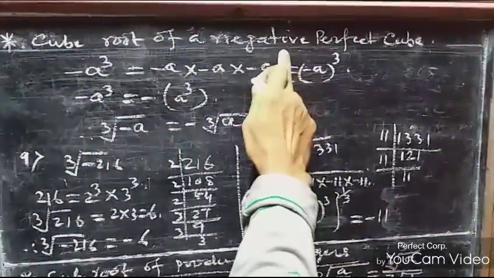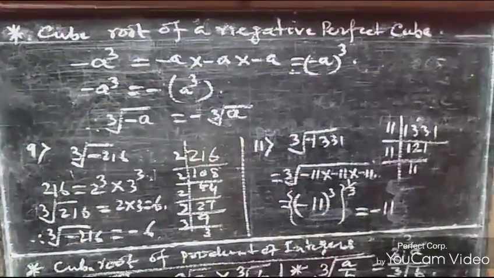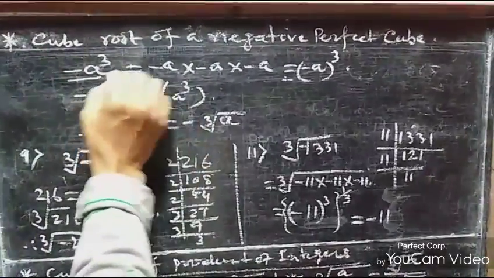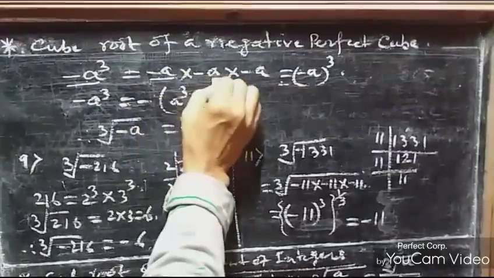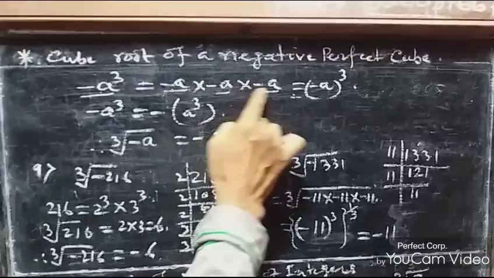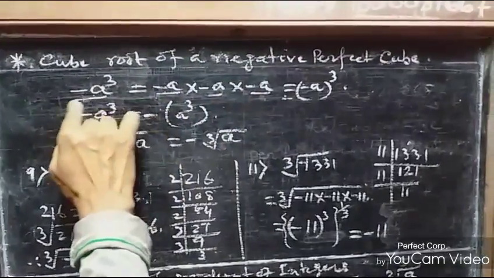Cube root of a negative perfect cube. That is, suppose minus a cube. It can be expressed as minus a times minus a times minus a. That is minus a, minus into minus is plus, plus into minus. That is a cube, that is minus a cube.